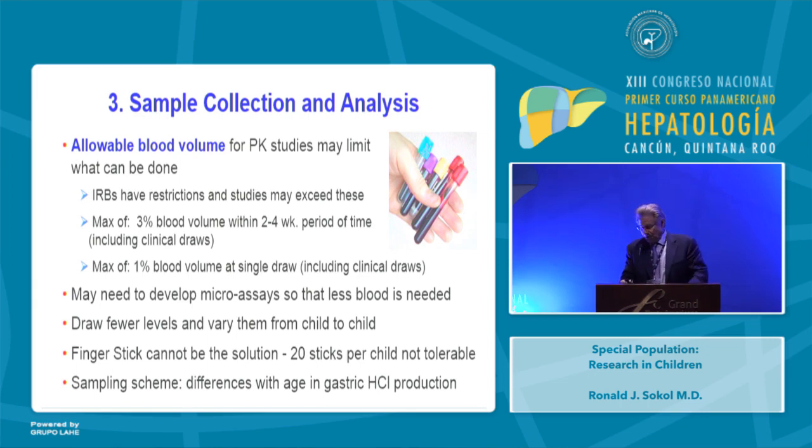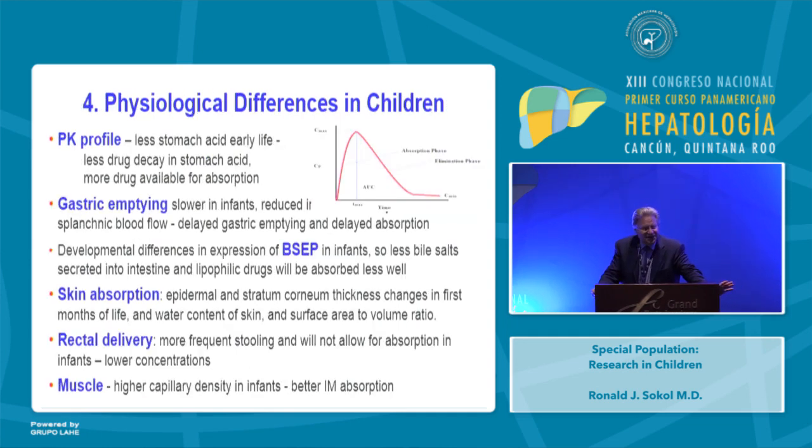Although it's been suggested in some studies, you can't do 20 finger pokes on a child to get a few drops of blood over a 24-hour period. It would seem that that would be scientifically valid, but not only is it not ethically valid, most families would withdraw from the study if that was the case. So again, these are challenges that we can overcome. We just need to think about these before we start a study.